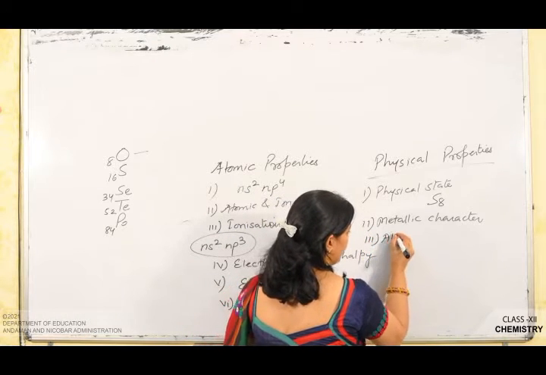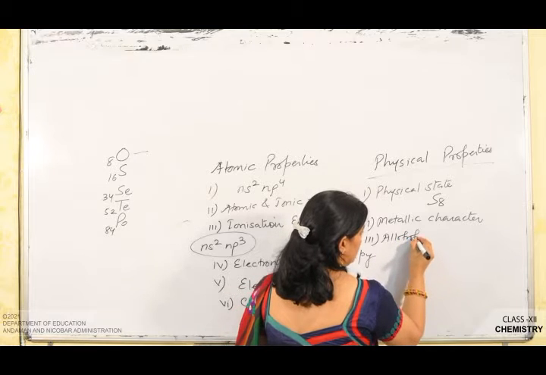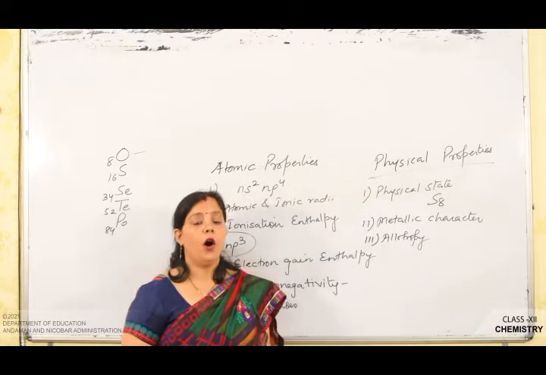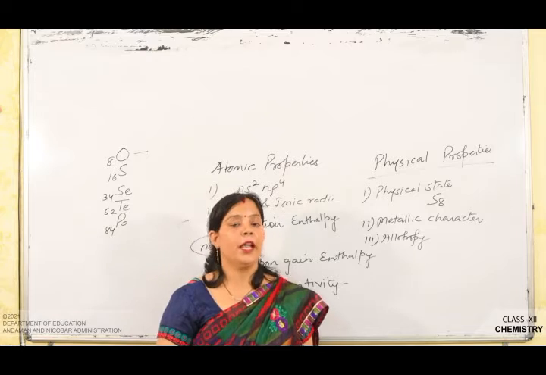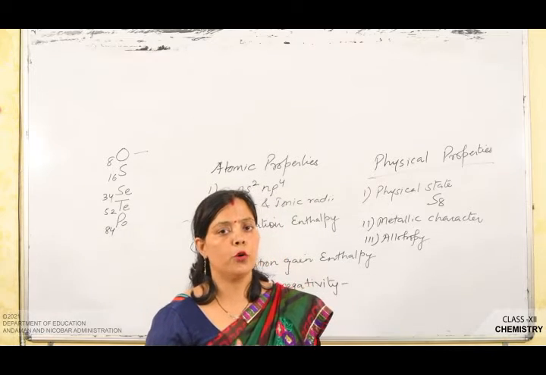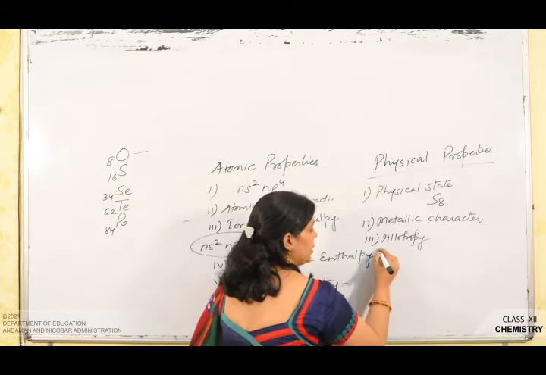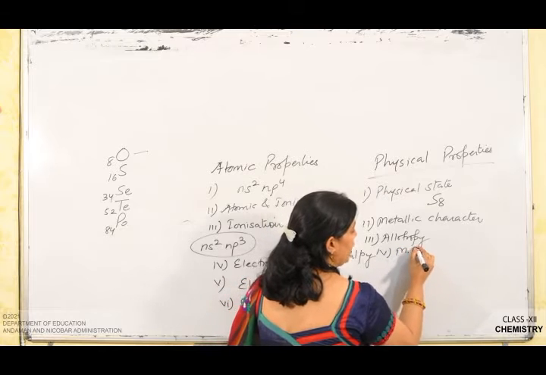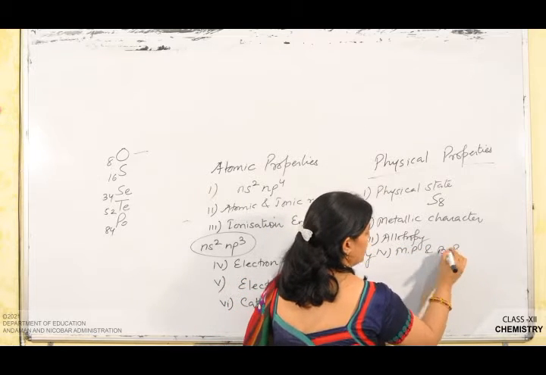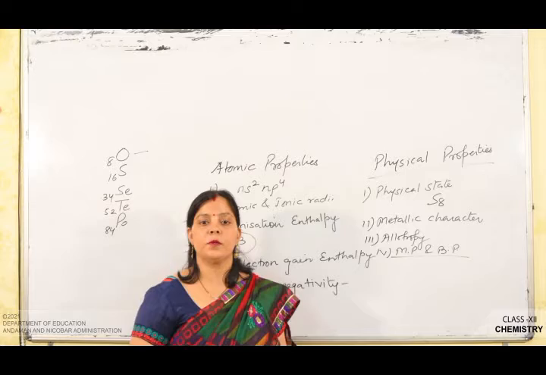Allotropy. In this, all the elements of group 16 show allotropic nature. They exist in more than one form. And next is the melting point and boiling point of the group 16 elements.